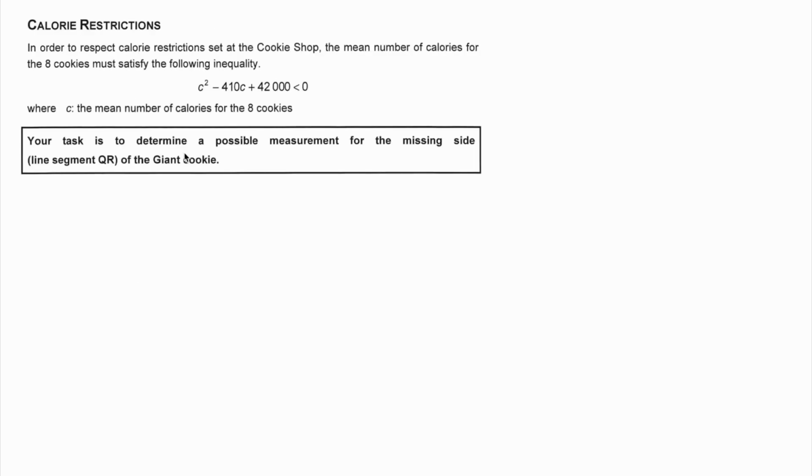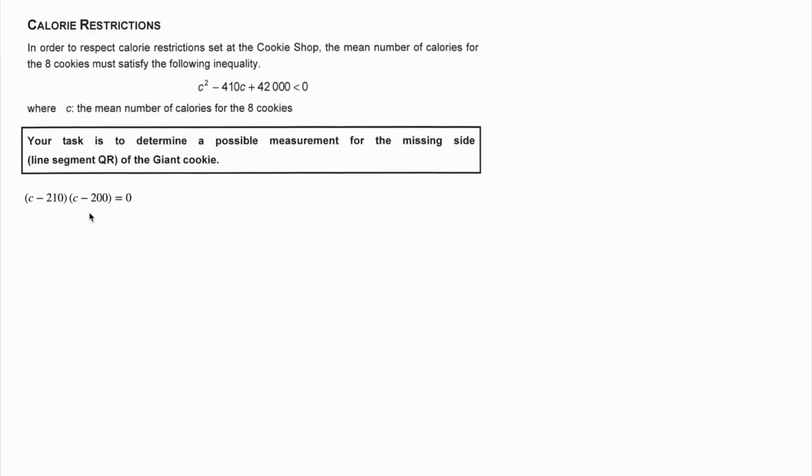Calorie restrictions. In order to respect calorie restrictions set at the cookie shop, the mean number of calories for the 8 cookies must satisfy the following inequality: C squared minus 410C plus 42,000 is less than 0, where C is the mean number of calories for the 8 cookies. Your task is to determine a possible measurement for the missing side, which is line segment QR of the giant cookie. We haven't got to the giant cookie yet.